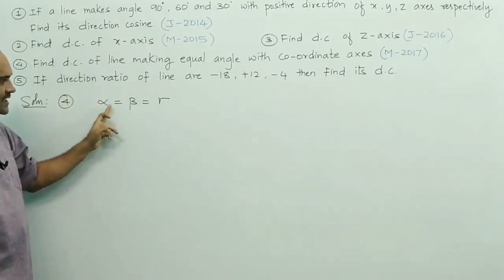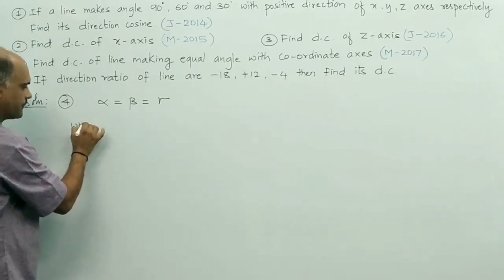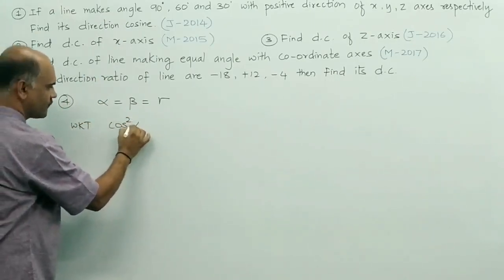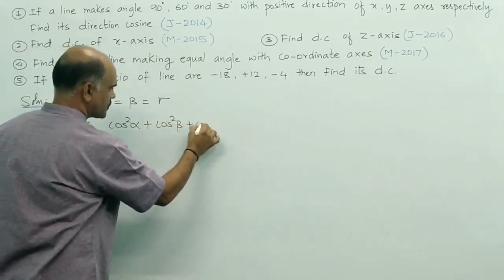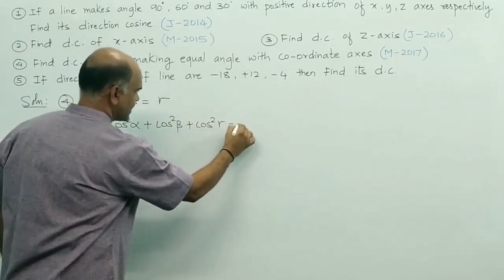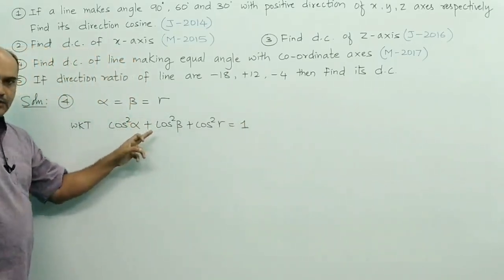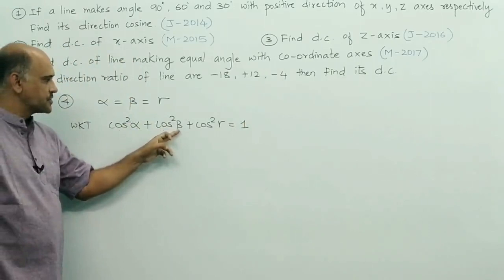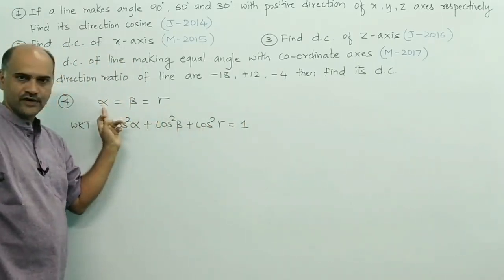So there is one relation connecting these 3, that is, we know that cos square alpha plus cos square beta plus cos square gamma is equal to 1. Now in this, I can substitute beta is equal to alpha, and gamma is equal to alpha.